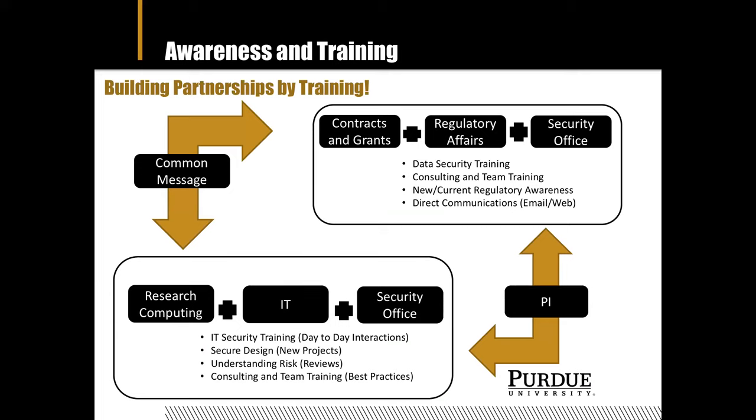We've had to work with the contracts office, the Vice President for Research Regulatory Affairs Office, and IT Security, all to teach them about the data security language, about the security levels and access levels, building training for the team in the IRB and the contracts office, and setting up channels for direct communications. Then those of us within IT have had to train as well. We have had to do security training for everybody in our research computing group, design things with security in mind, doing risk reviews, and training the teams, all in that common message and all the things that the researcher needs to think of.